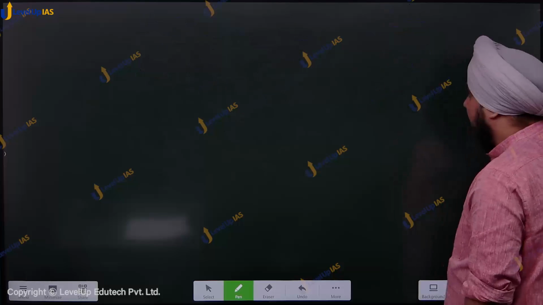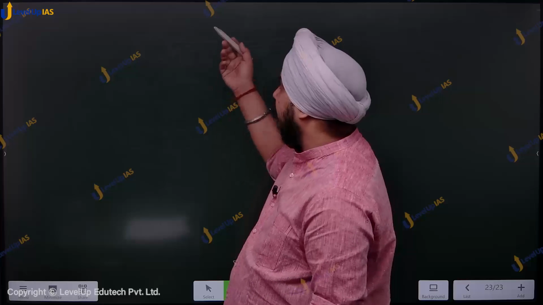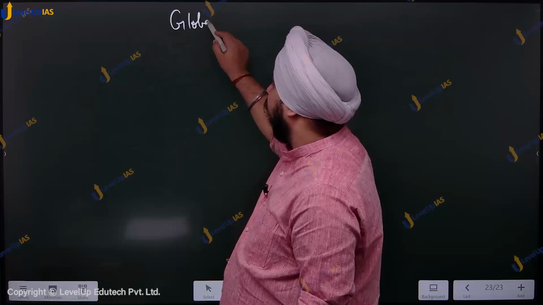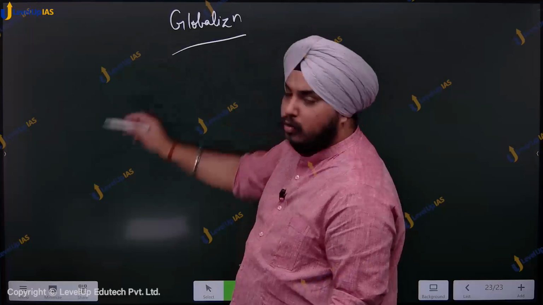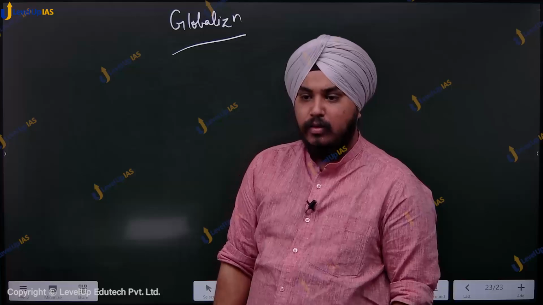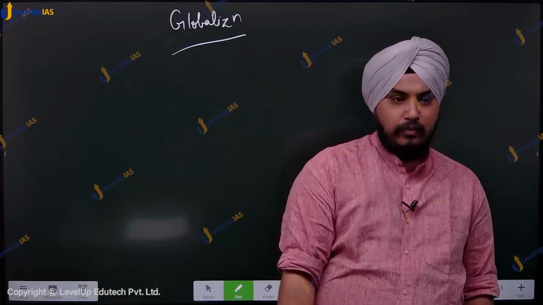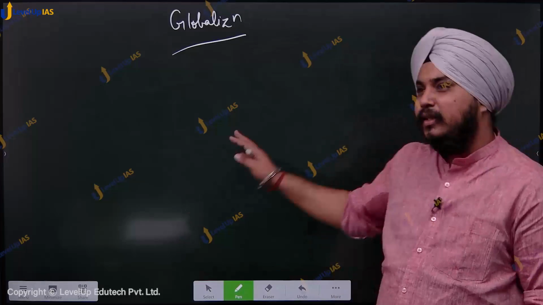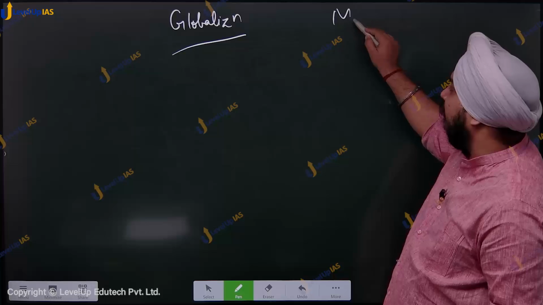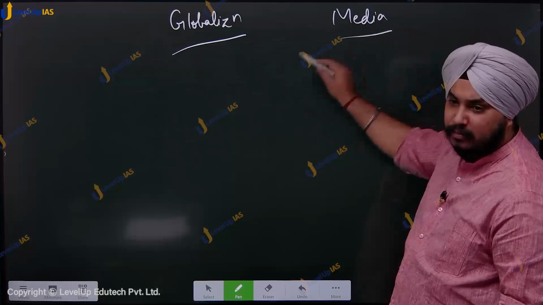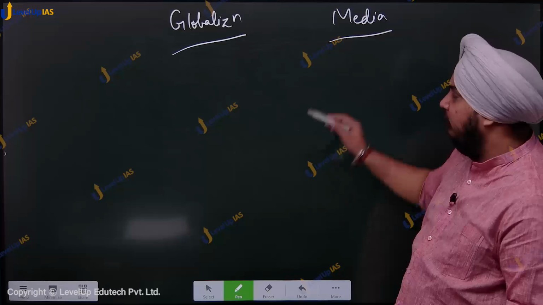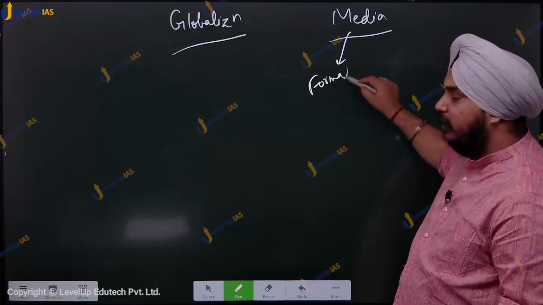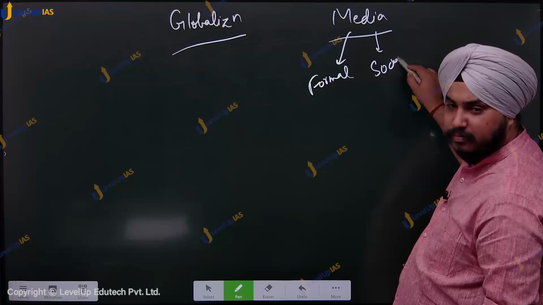Then another repeated theme is related to globalization, okay, and the consequences of it, the loss of culture, the loss of heritage, the loss of diversity, and so on and so forth. But ये इतना ज़्यादा repeated नहीं है. Another one is media. In case of media, so it can be formal media, it can be social media.